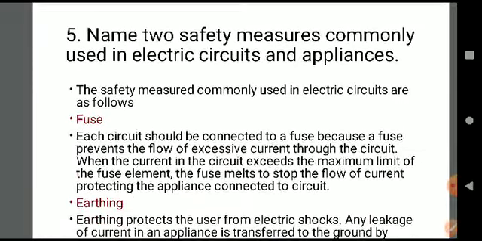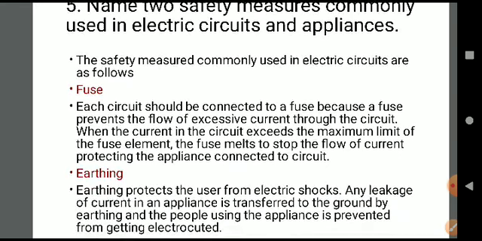Name two safety measures commonly used in electric circuits and appliances. So this is a very simple question, but there is an idea or concept behind this that we need to understand. The safety measures that we commonly use, there are a lot of safety measures. Like here we have just named two safety measures as fuse and earthing. We also have RCCB, MCCB.